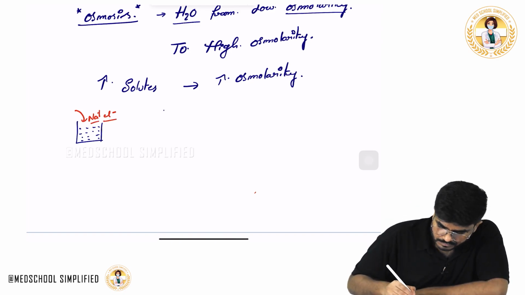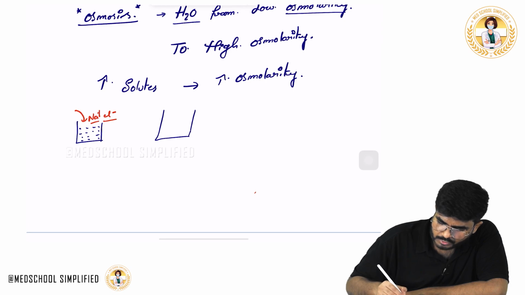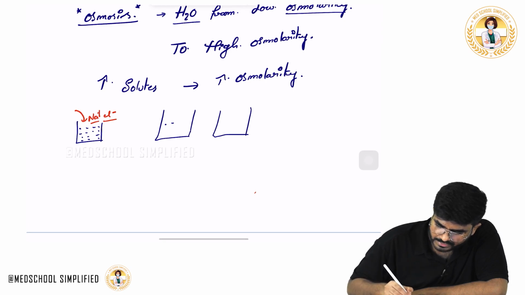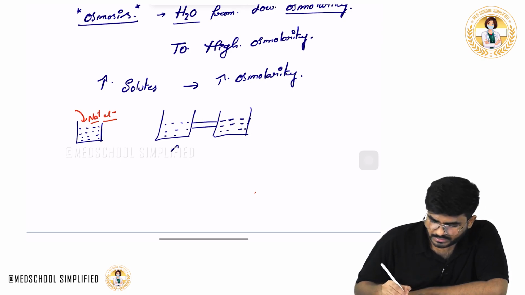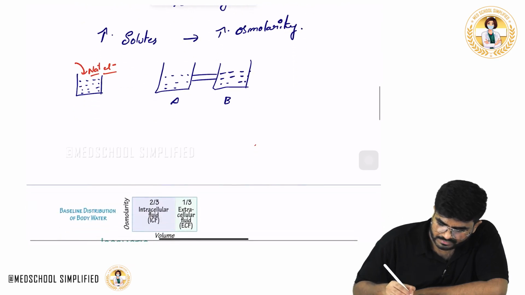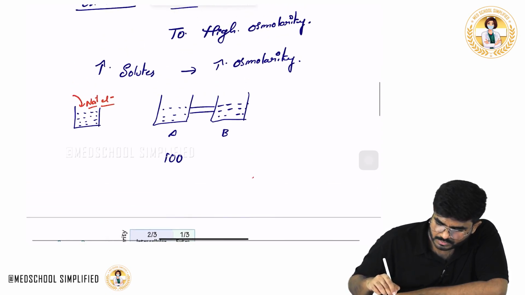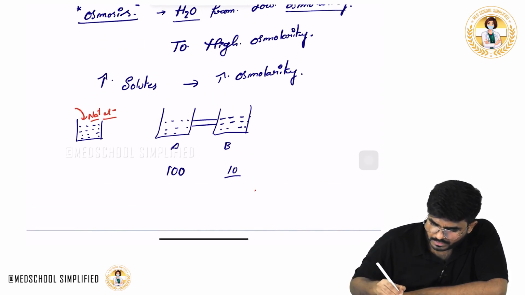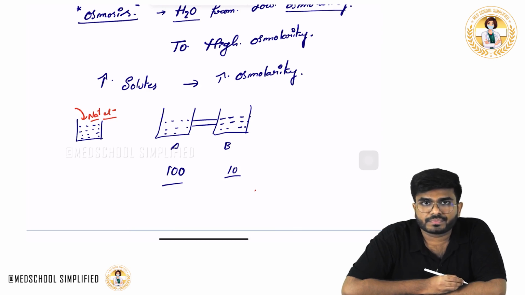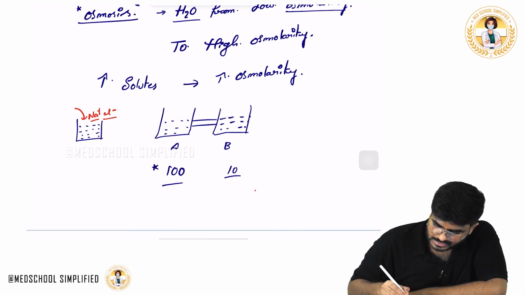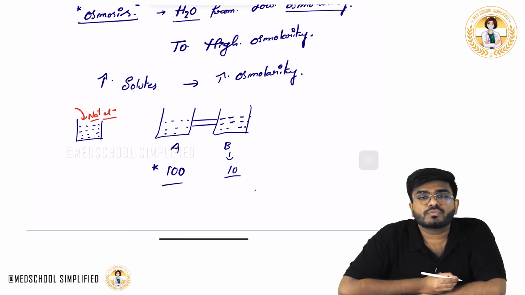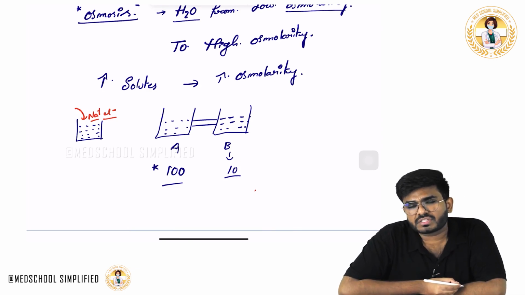Now, try to answer this. Here I am showing you two beakers which are having fluids. Now I have connected these two beakers, beaker A and beaker B. One is having an osmolarity of maybe 100, and the other, for example, 10. Now, fluid is going to shift. The osmolarity of A is 100, the osmolarity of B is 10. So, fluid will shift from which container to which container?